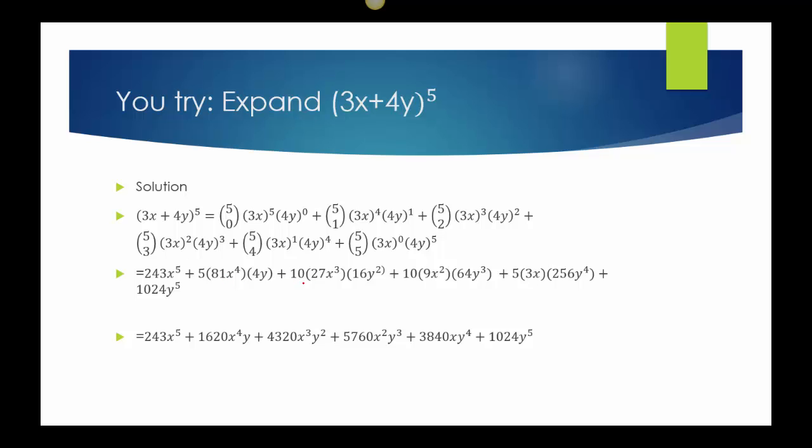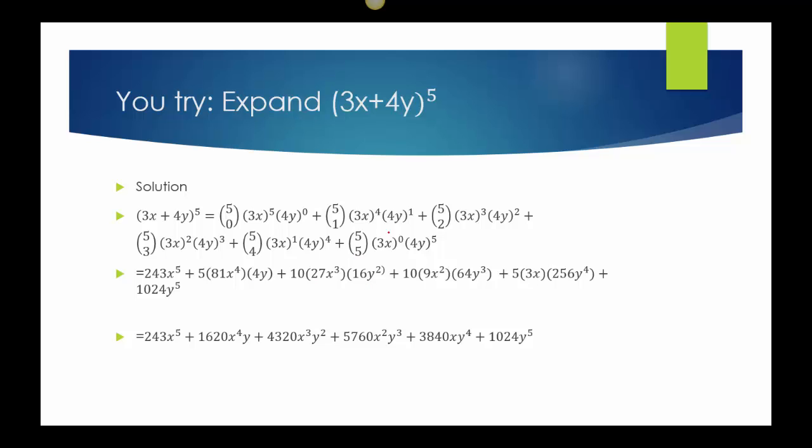5 choose 2 is 10. When I cube 3x, I get 27x cubed. 4y squared is 16y squared. 5 choose 3 was 10. I squared 3x, and I got 9x squared, and then the 4y became 64y cubed. 5 choose 4 is just 5. 3x stays as 3x. 4y to the 4th gave me 256y to the 4th.